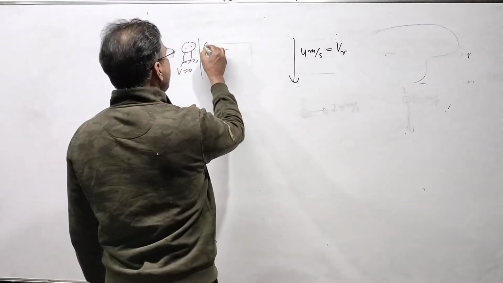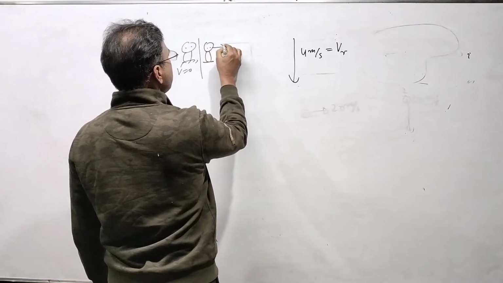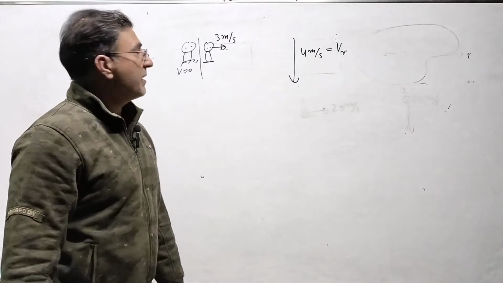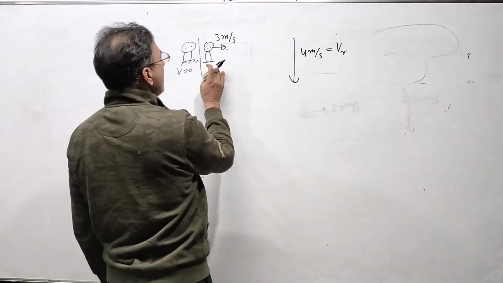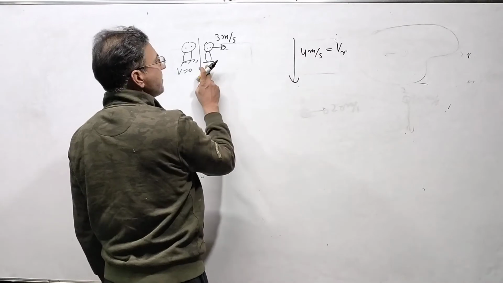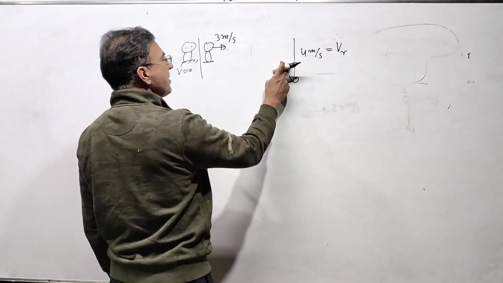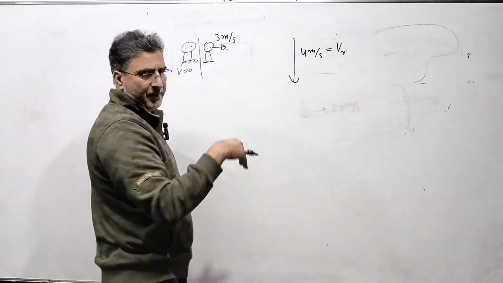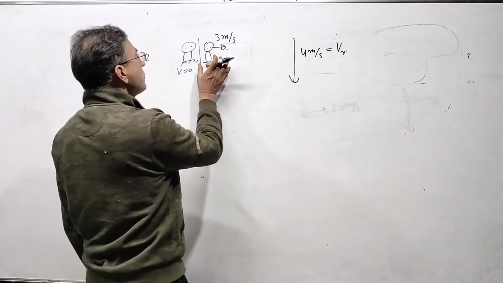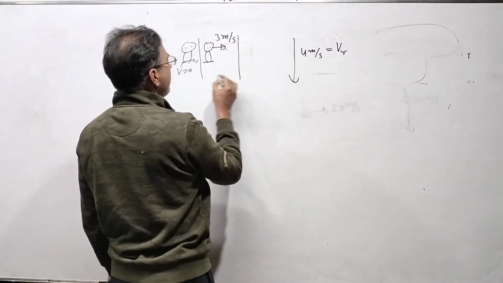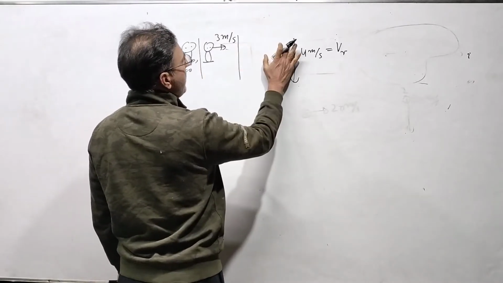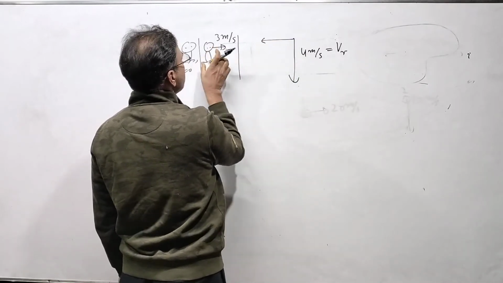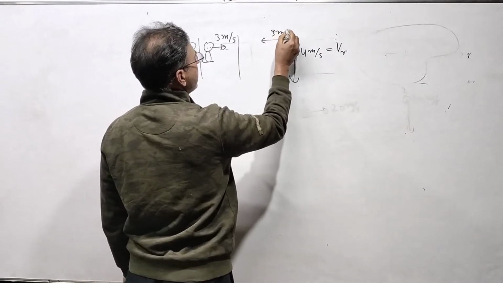Now here's one more person. He runs in this direction at 3 meters per second, let me suppose. I want to know what's the velocity of the rain for this person. What is the direction of the rain for this person? I have already discussed this problem in the previous lecture, but let us do it in a different way, by this special technique. So this man will transfer his velocity to the rain, opposite to this, 3 meters per second.